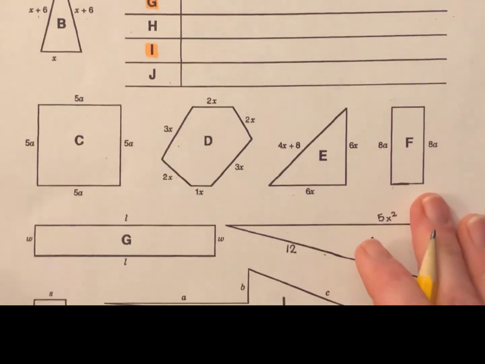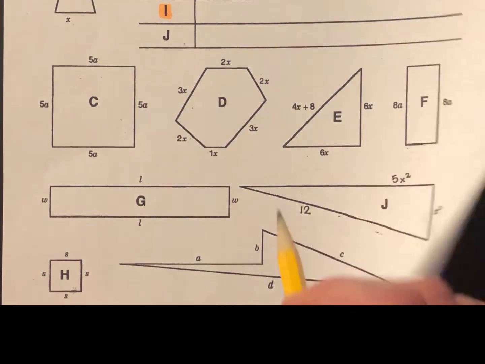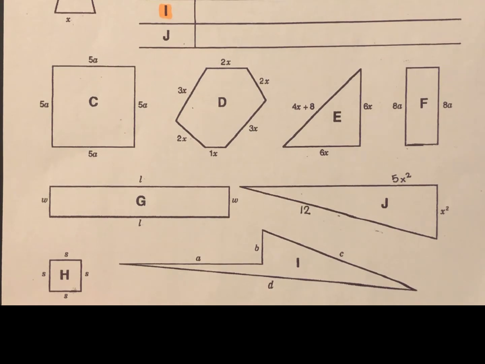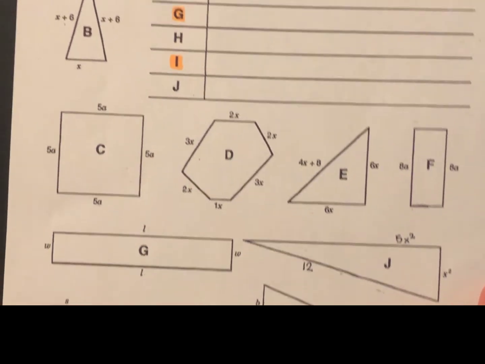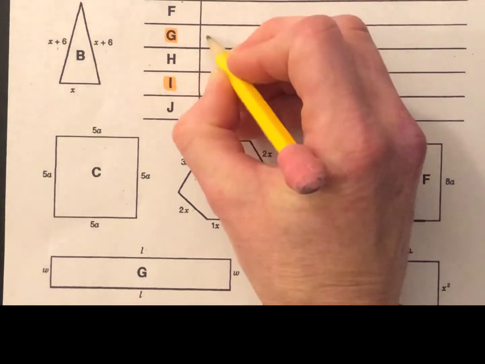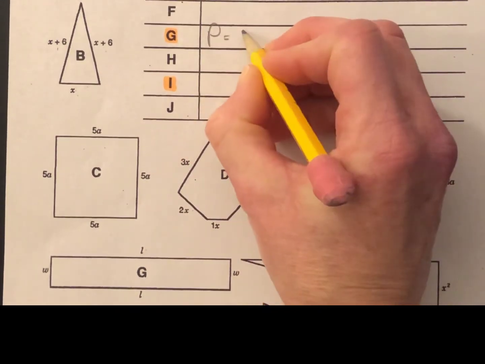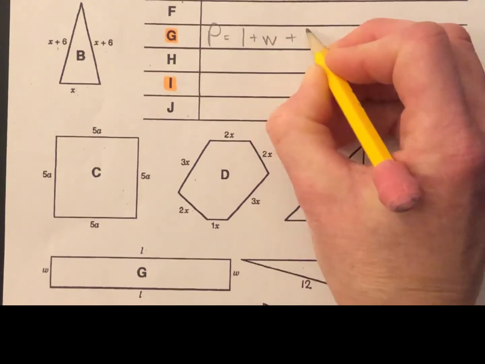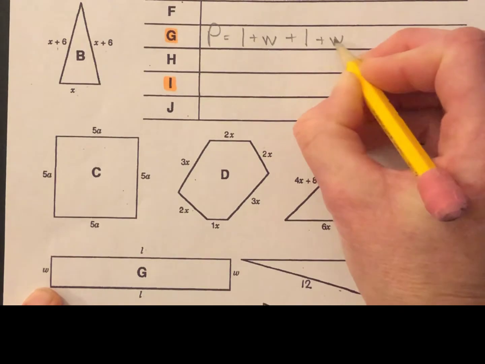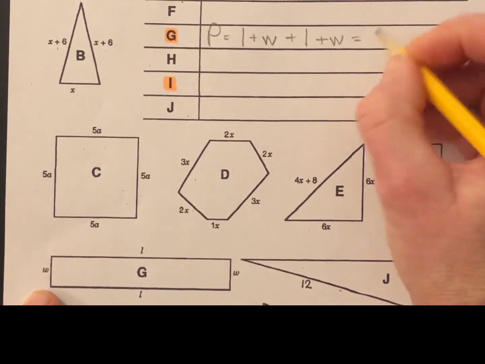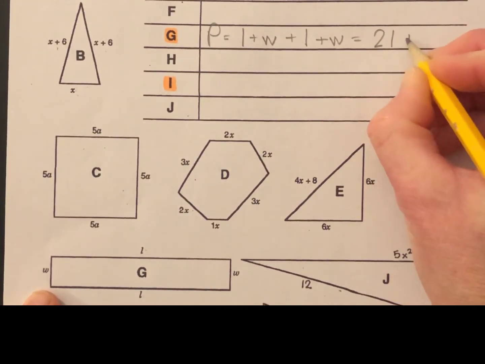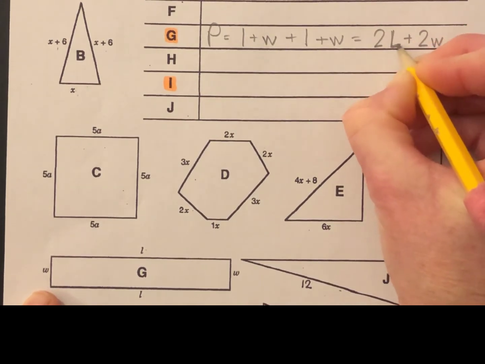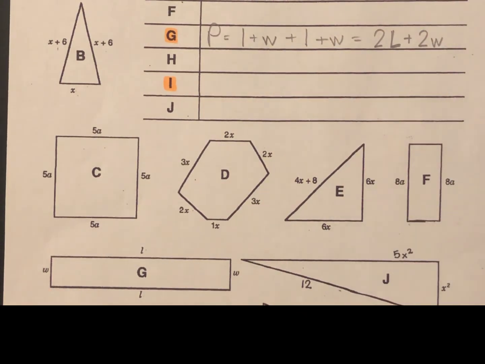Let's look at two more. G. G has L, L, and W. L stands for length and W stands for width, by the way. So the perimeter of G is L plus W plus L plus W. And that equals, alphabetically, 2L plus 2W. I'm going to put this so it doesn't look like a 21. There. 2L plus 2W. See?